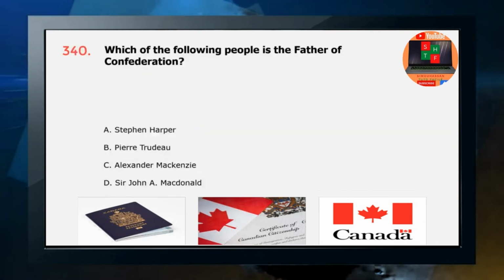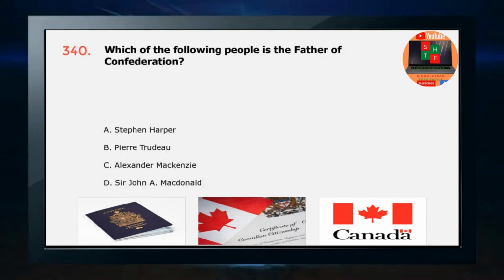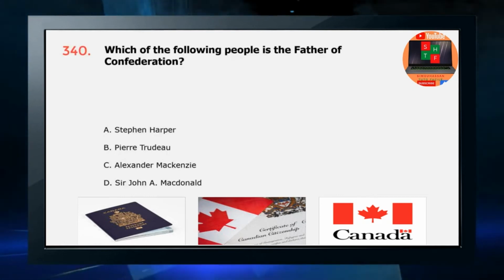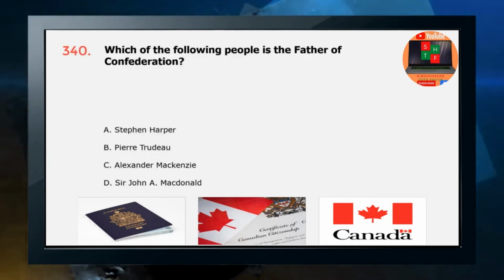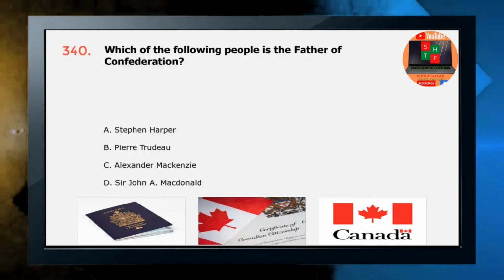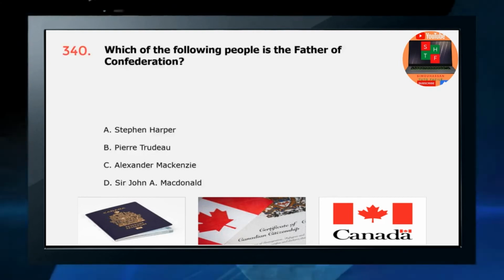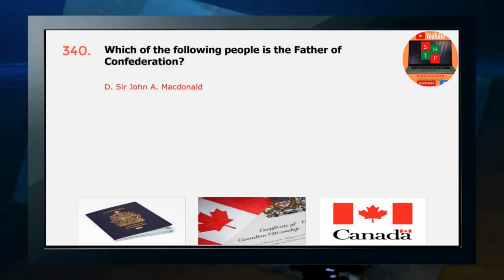Question 340. Which of the following people is the father of Confederation? A. Stephen Harper. B. Pierre Trudeau. C. Alexander Mackenzie. D. Sir John A. Macdonald. The answer is D. Sir John A.